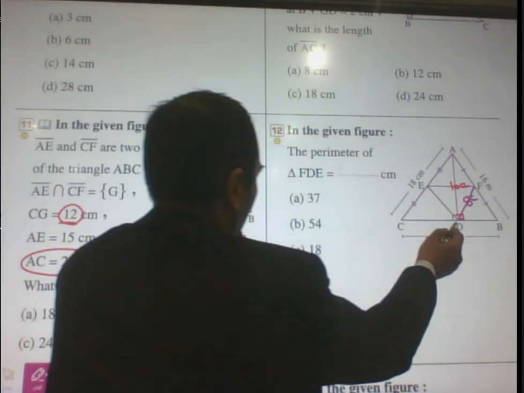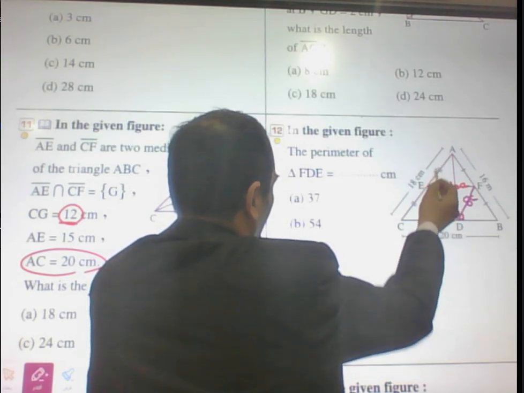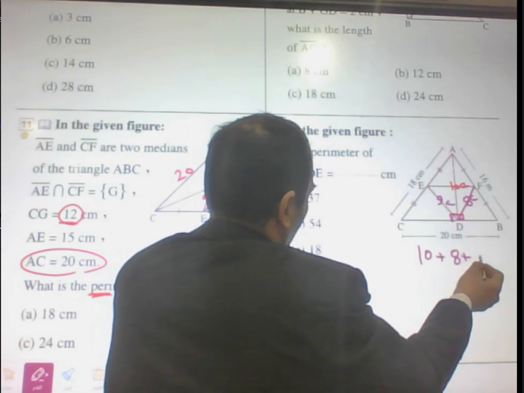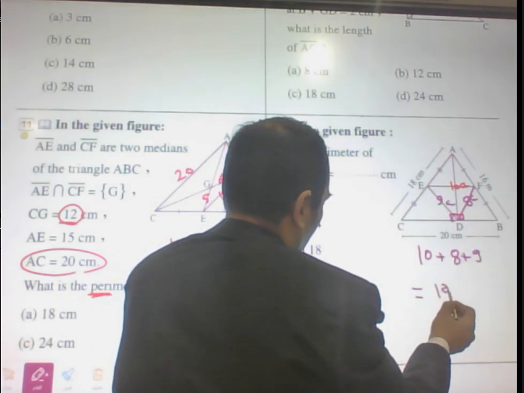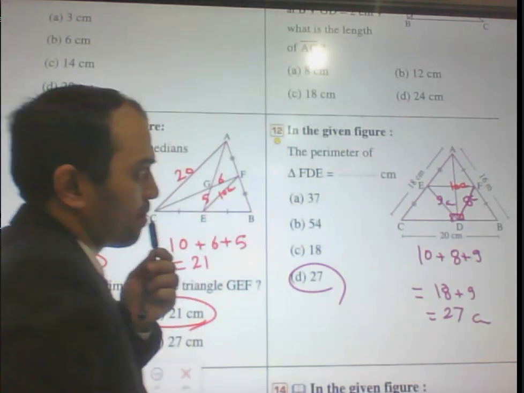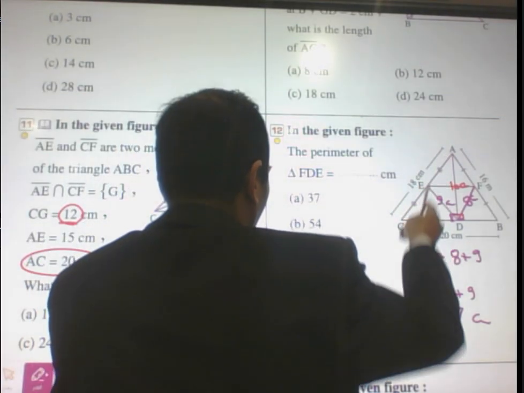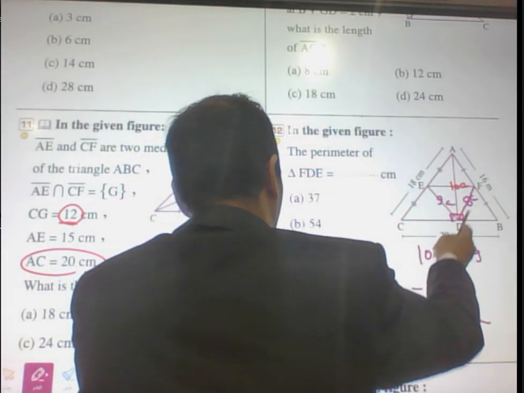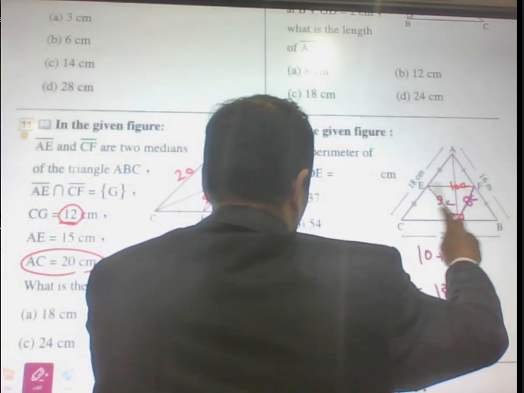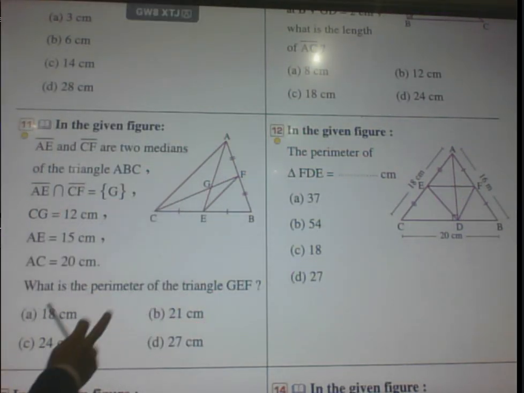And DE, we call it the median in the right angle triangle here. The median is half of 18, which is 9 centimeters. For the perimeter, we write 10 plus 8 plus 9. 10 plus 8 equals 18, plus 9 equals 27 centimeters. Understood? This line segment is 9 centimeters, half of 18, because this is the median in a right angle triangle, and here also a median in a right angle triangle. And EF, we call it the mid segment, lying between the two midpoints of the sides of this triangle. Okay.